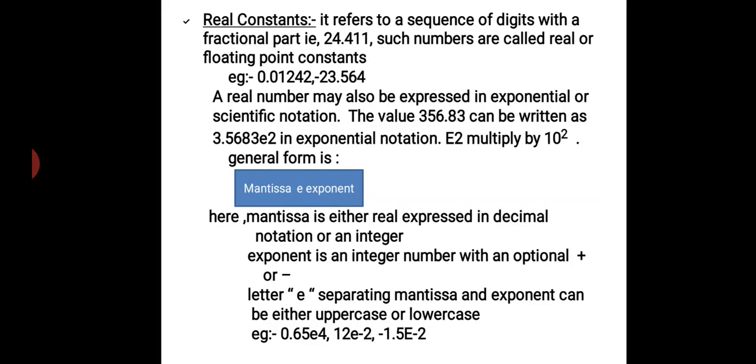Here, mantissa is either a real number expressed in decimal notation or an integer. Exponent is an integer number with an optional plus or minus sign. Letter E, separating mantissa and exponent, can be either uppercase or lowercase. Example: 0.65 e to the power of 4, 12 e to the power of minus 2, minus 1.5 e to the power of 2.